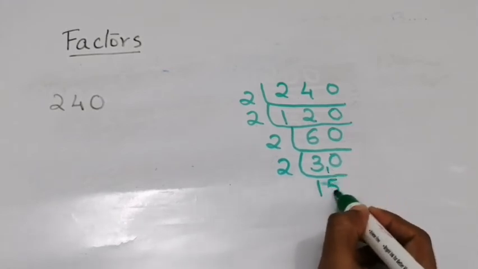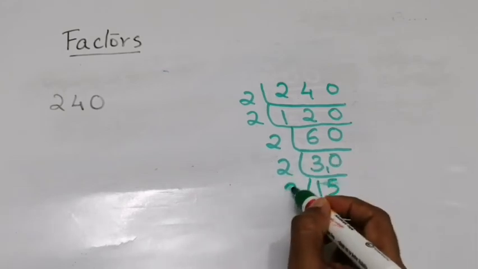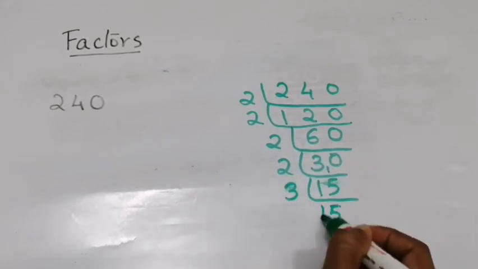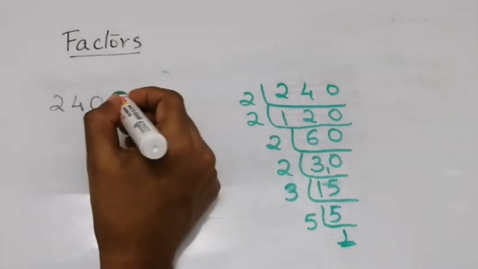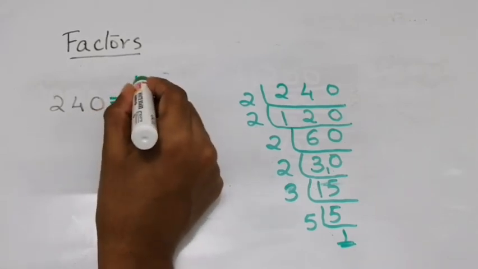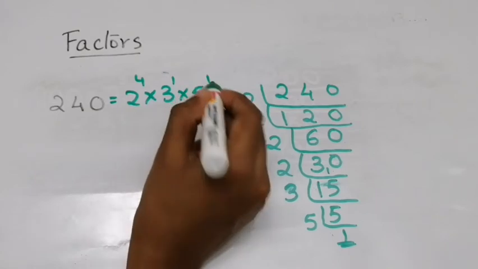Remainder is 1, 15. Next, 15 will go in whose table? 3's table. 3 5's are 15. Then 5 1's are 5. Always 1 must be here, okay? You must reach up to 1. So here how many 2's are there? 4 2's, 3 1 and 5 also 1.